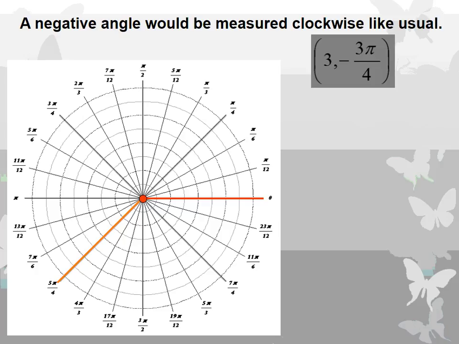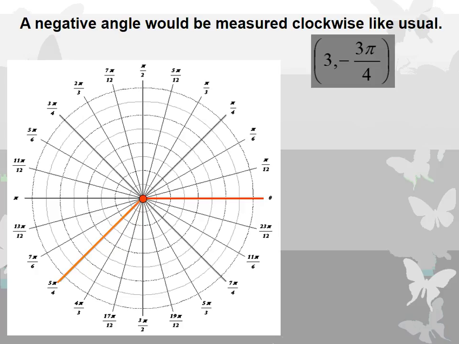Okay. Now you see the chart that I'm using here labels that as 5 pi over 4, correct? Is that 5 pi over 4 going that direction? They're coterminal, right? Okay, so that's fine if you want to label it that way. So 3 comma negative 3 pi over 4 is going to be the exact same point as 3 comma 5 pi over 4. Because what do you get when you add 2 pi to negative 3 pi over 4?